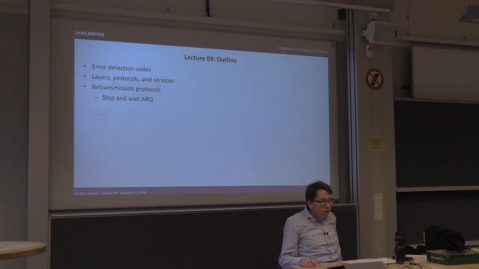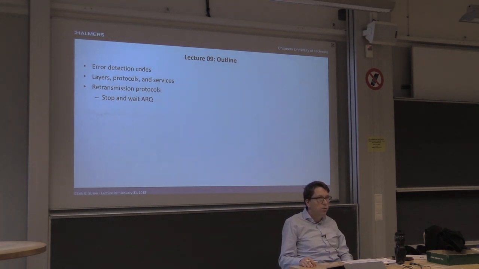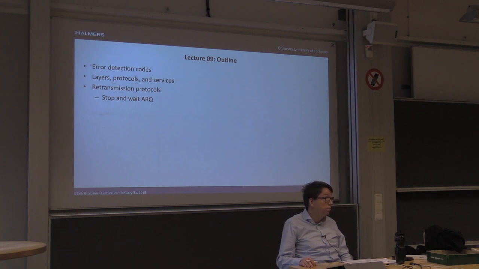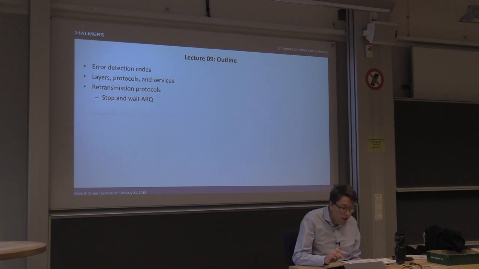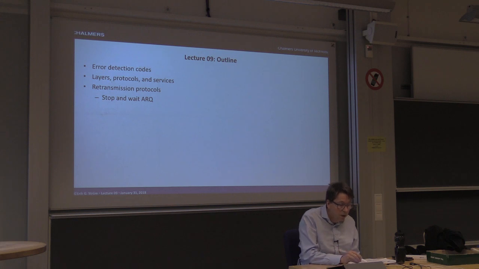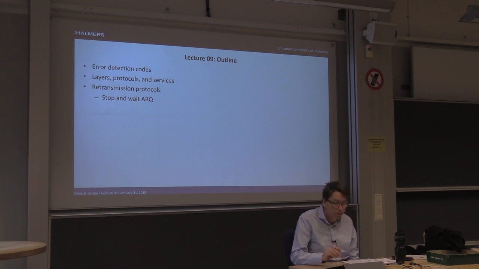All right, so let's get started. We're still talking about error detection codes. We started briefly about that last time, so we'll finish that off today. And then we will talk about how to use these error detection codes to provide reliable transmission over a network where errors occur. Okay, so that has to do with these retransmission protocols. And in these retransmission protocols, error detection is a crucial part of it.